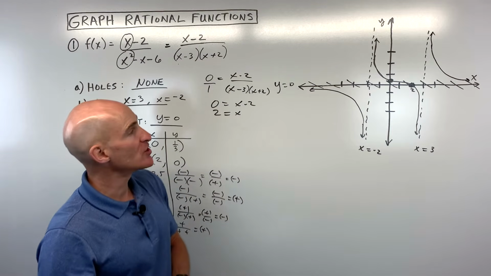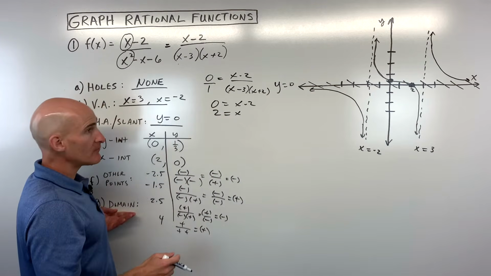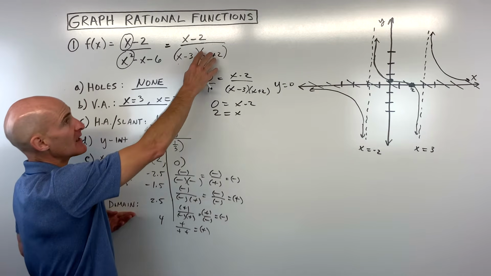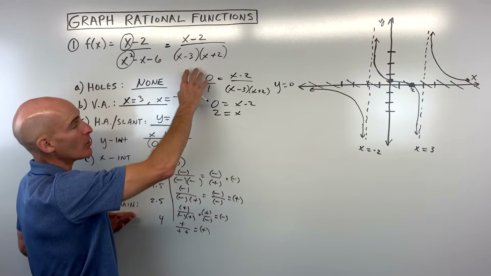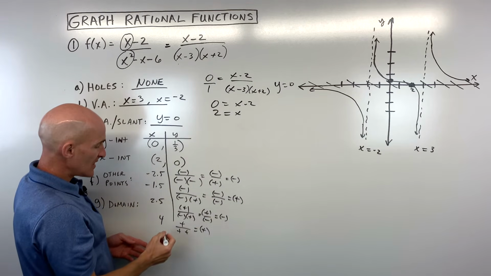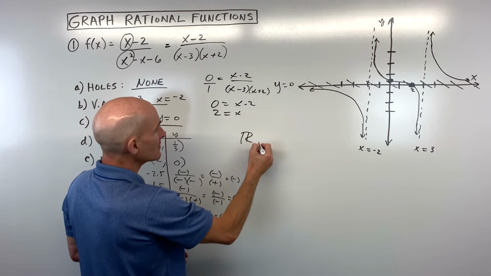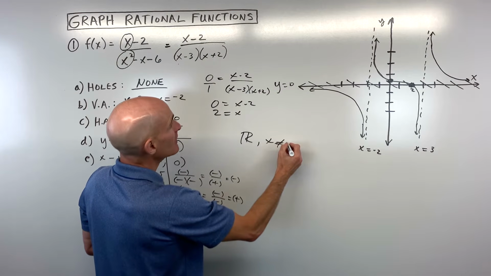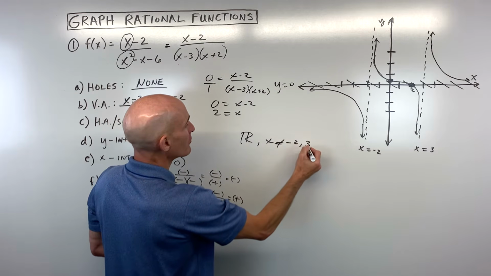The only other question your teacher might ask is, what's the domain of this rational function? And again, we said that the denominator can't be 0, okay? So it can't be 3 or negative 2. So you could say all real numbers, x cannot be negative 2 or 3. That's one way to do it.